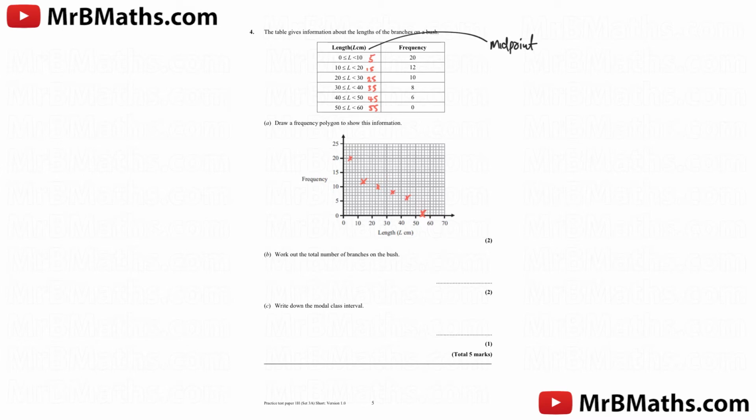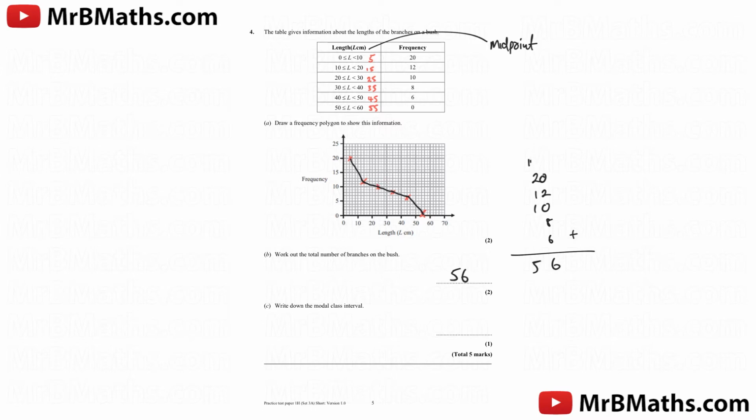Okay, so connecting that up. Obviously try and use a ruler when you do it. And that's that done. Work out the total number of branches on the bush. So we've got 20, 12, 10, 8, 6. Add these all up, so we've got 2, 8 and 6. We've got 16, 2, 1, 1, and carry the 1, so that's 5. So we've got 56.